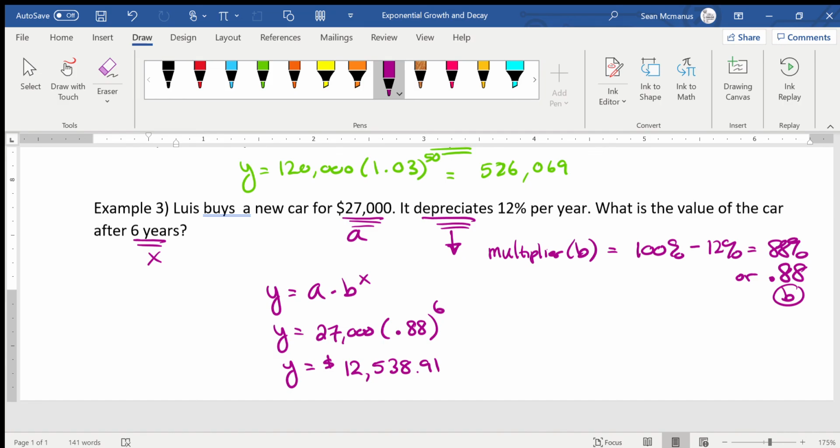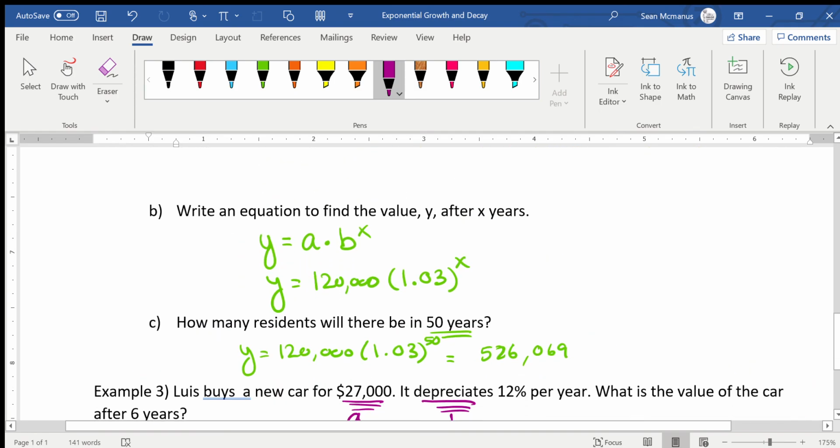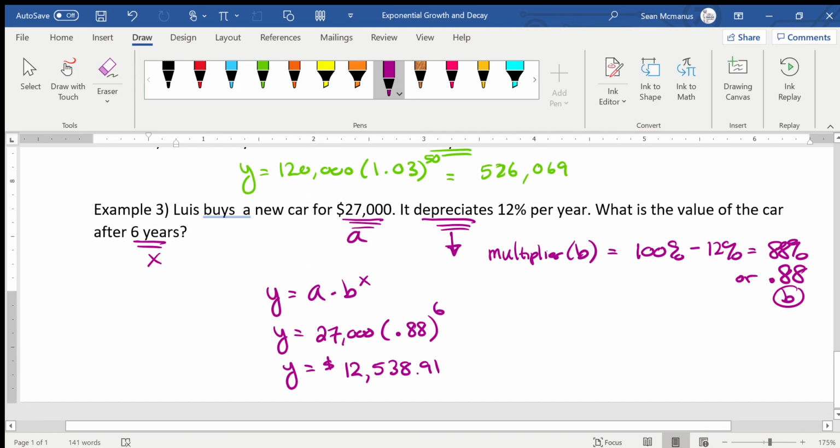So, all right, there's a few examples of how to write equations from situations. Hopefully those get you off and running on Delta Math. Just remember, when you're dealing with percentages, you're always going to add or subtract the percentage from 100 and then move the decimal.